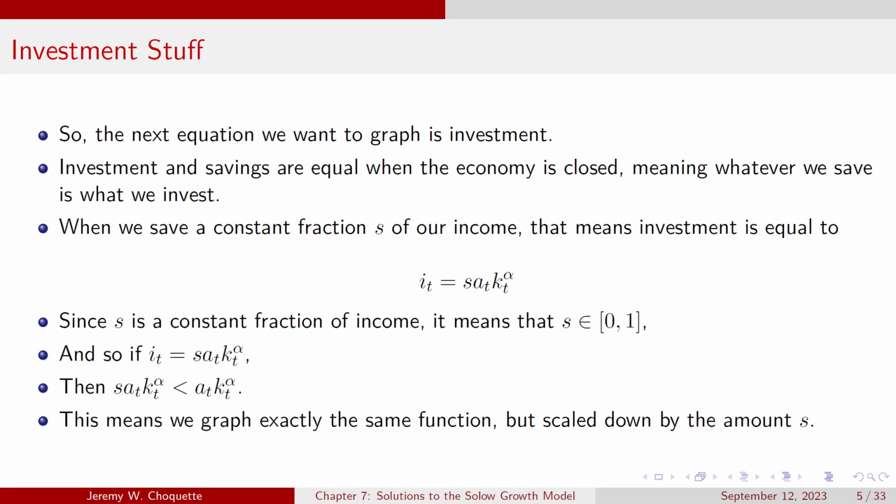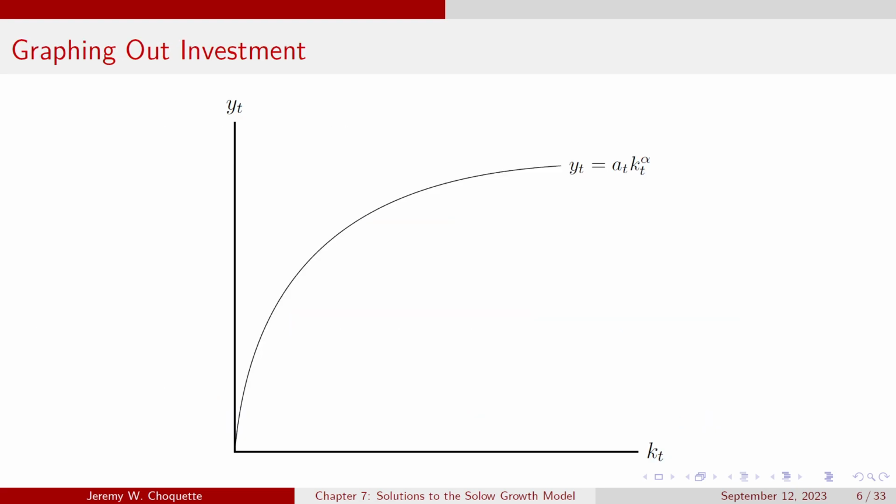So investment can never exceed output because, well, it feeds into output. It can't exceed output. So investment will always be less than output, which means if we want to graph investment, it's going to be the same shape as output. It's just going to be scaled down by that amount S, which is positive but less than 1.